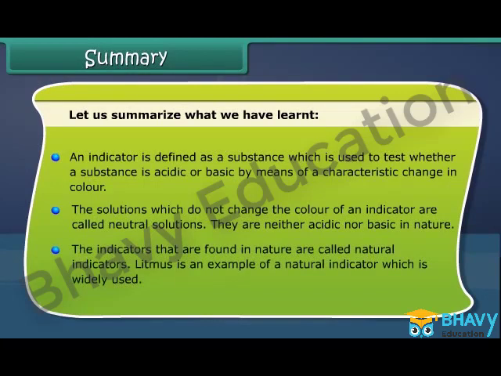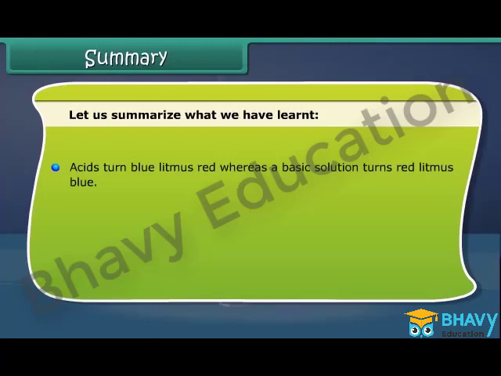The indicators that are found in nature are called natural indicators. Litmus is an example of a natural indicator which is widely used. Acids turn blue litmus red, whereas a basic solution turns red litmus blue. The reaction between an acid and a base is known as neutralization.